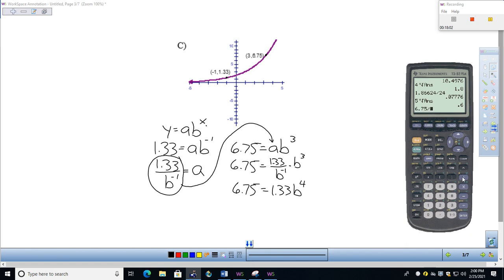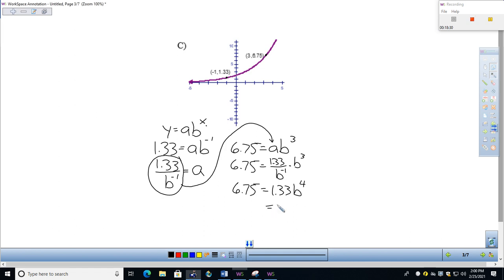So 6.75 divided by 1.33, got that. And I'm going to do the 4th root of that answer. And even though it's not precise there, we're going to call this 1.5. So b value, 1.5. Excellent. Now, that's all well and good. The problem was, in this particular case, we didn't have the a value like we did in examples a and b. So we need to find it.